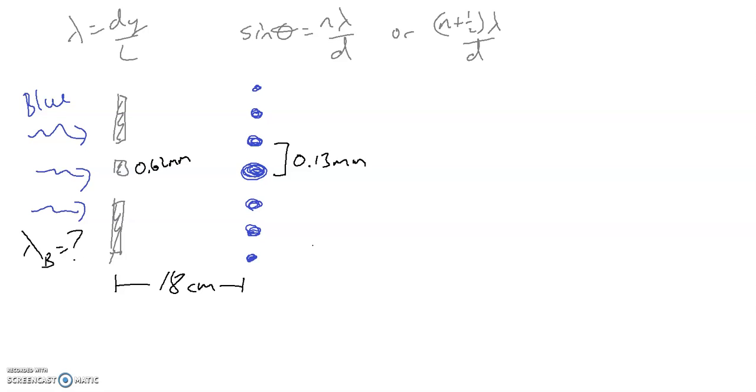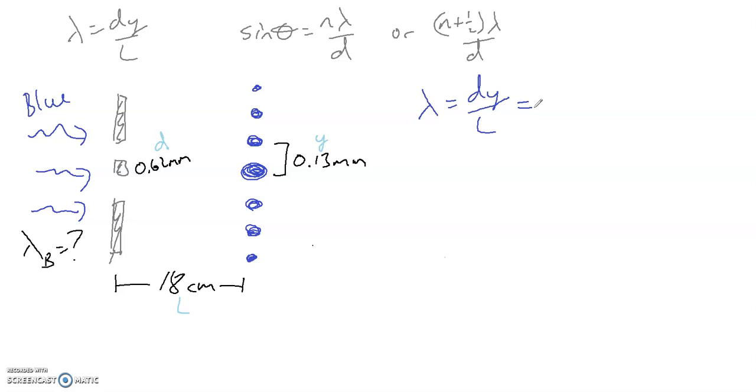Well, let's see. Lambda is equal to dy over L. So if I piece this together, I can sort of figure it out. So I'm going to label my things. This 0.62 millimeters, that is my d value. The 18 centimeters, that is my L value. That's how far the light went. And the distance between maximums is my y value. So I have my lambda, my d, my y, and my L. All I have to do is put the values together, and I can calculate the wavelength.